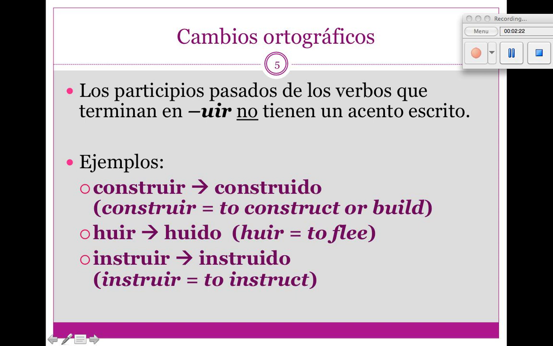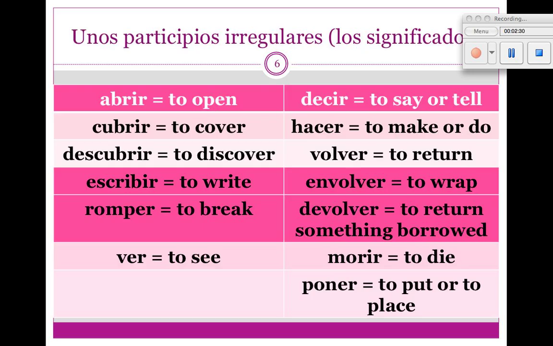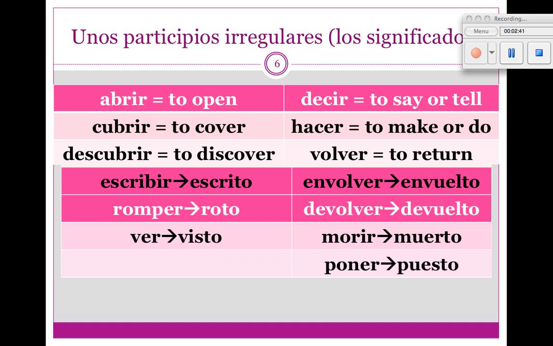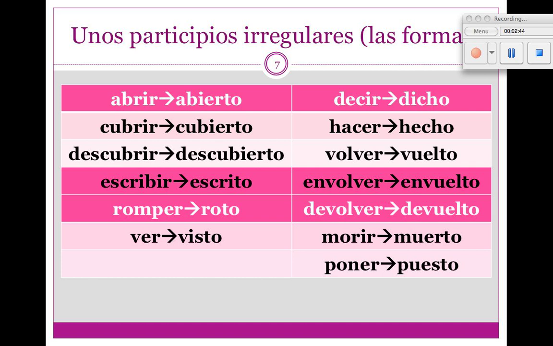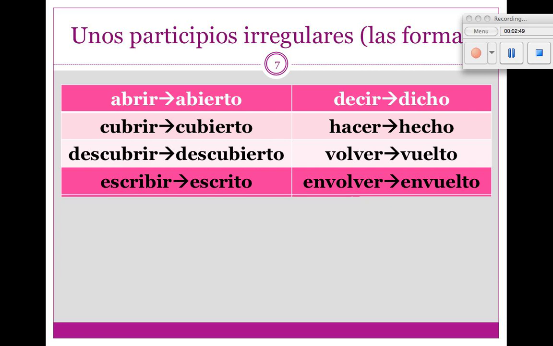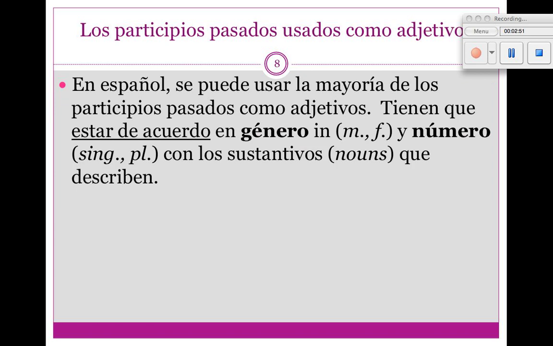Verbs that do not get this accent would be verbs that end in uir, como construir, huir, instruir. These are ones you already know. These are irregular ones. You know even more than this, but here's just some of the basics. The next slide is all of the irregulars. Ta-da! Abierto, cubierto, descubierto, etc. Okay? Fácil.